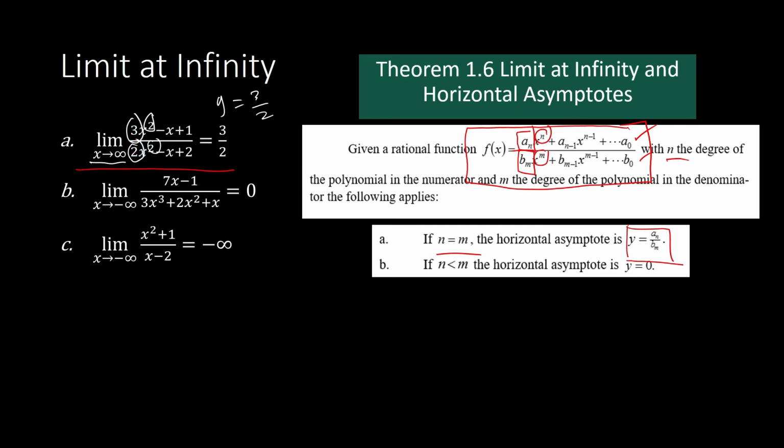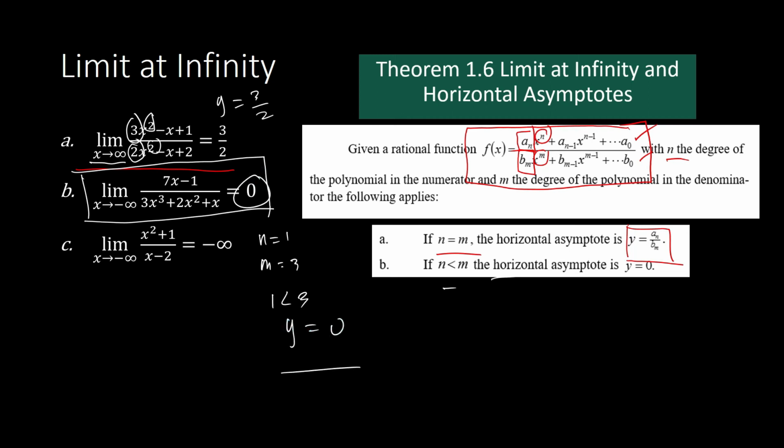3 halves. When the degree of our numerator is less than the degree of our function in the denominator, the horizontal asymptote is the line y is equal to 0. And that is what we found here. The degree of our numerator is 1. The degree of our function in the denominator is 3. What we have here is a function whose limit as x approaches infinity is 0, and that is also your horizontal asymptote.